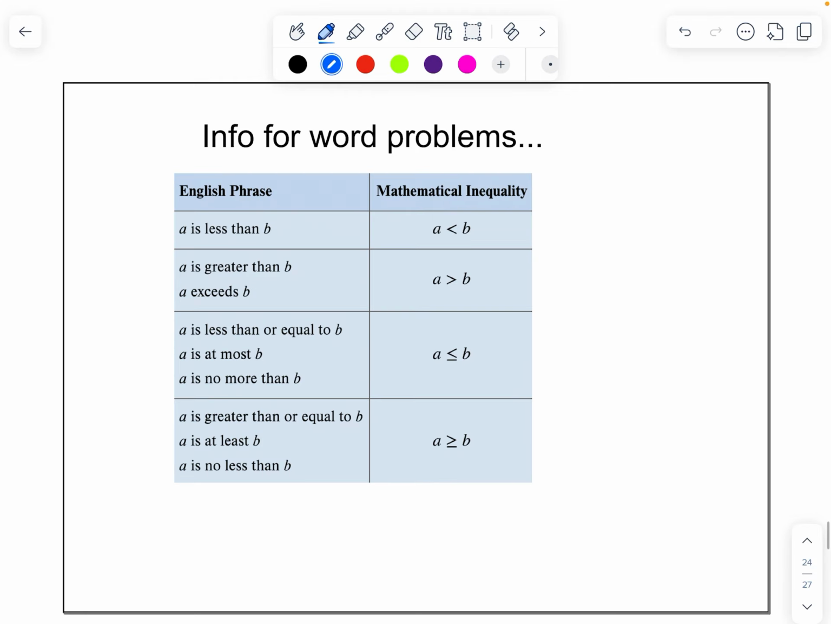All right, for word problems, I would take a second again and write down these words. I would pause the video, write down the words. The words make sense in the problem. So A is less than B means I'm going to have just a less than sign. Greater than or exceeds, greater than sign, and so on. I'll give you a second to write these down.